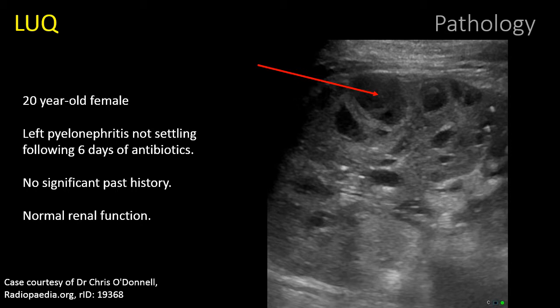So this is a kidney as seen in the left upper quadrant. This is a 20-year-old female, and she had pyelonephritis on the left, and she'd been receiving antibiotics for 6 days, but it wasn't resolving. She had no significant past history. She had normal renal function, and when they looked at her kidneys, they found that she had all these cysts in her kidneys, and one of the cysts you can see has sort of a little bit more poorly defined margins, and it's enlarged, and in this cyst she has some infection that's been sort of sequestered away from the antibiotics, so it's been able to survive the antibiotics.